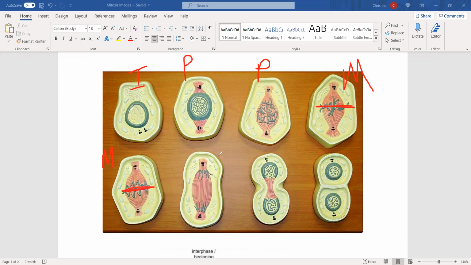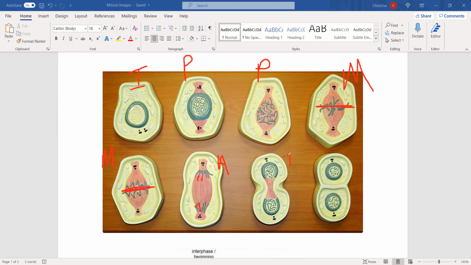This one here is going to be anaphase. You're seeing your 2 sets of chromatids, and you can see these chromatids are pointing at each other. So these are pointing down and these are pointing up. Okay, so if you can see the 2 sets of chromosomes or chromatids and they're still pointing at each other, then that is going to be anaphase.